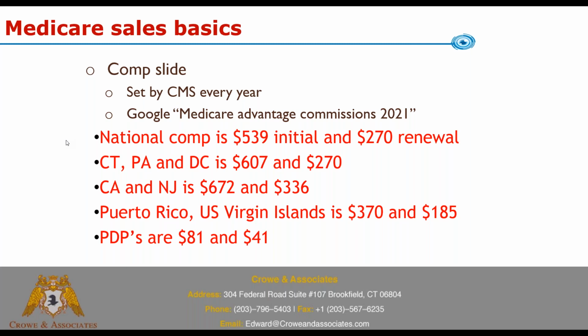If you forget these amounts, you can just search Medicare Advantage Commissions 2021, I think for the second or third result, and we've got that comp schedule up there. So as you can see, California and New Jersey, they're the highest for Advantage plans, 672 with a 336 renewal. Connecticut, PA, and DC is 607 initial compensation, 270 renewal. And then you can see the national comp grid, and that's every other state basically. 539 initial, 270 renewal. So that's the commission for Advantage plans set by CMS, and that's the 2021 level. Standalone drug plans are much lower, and they're the same in every state. $81 initial, $41 renewal every year.